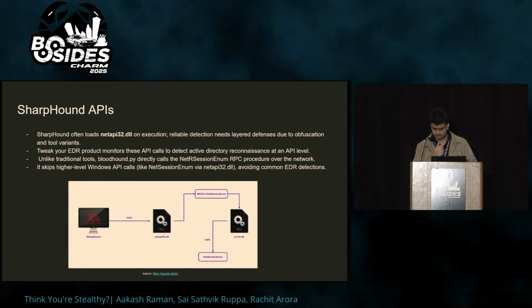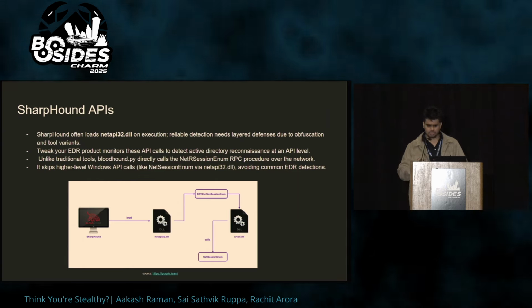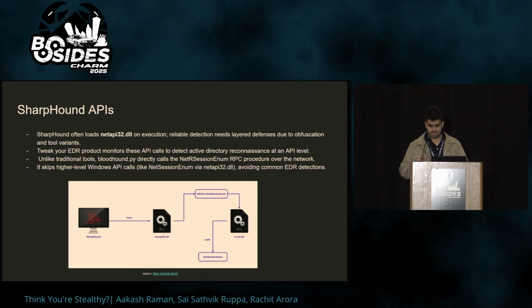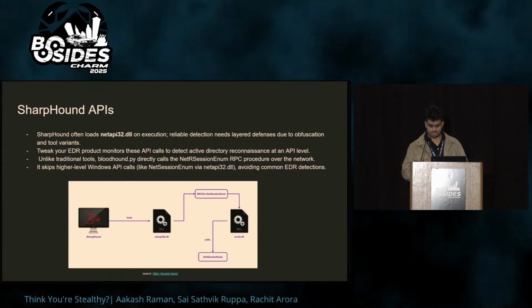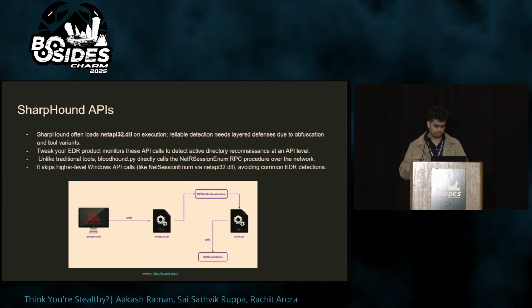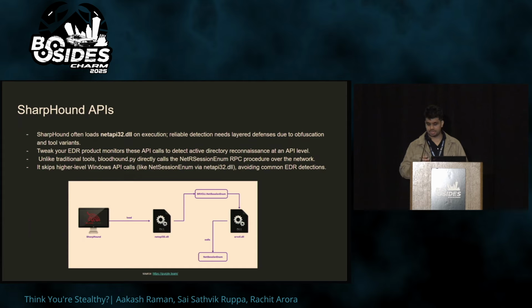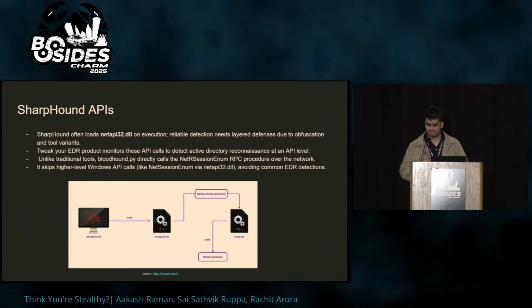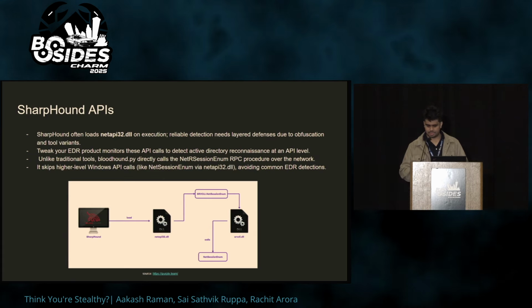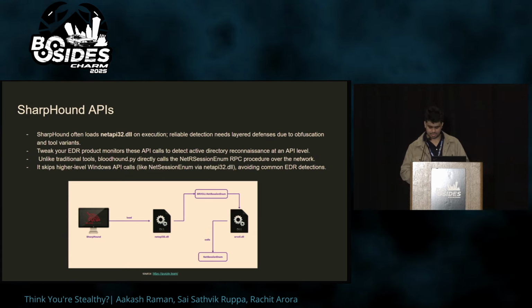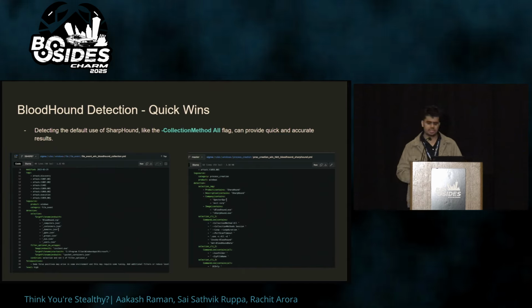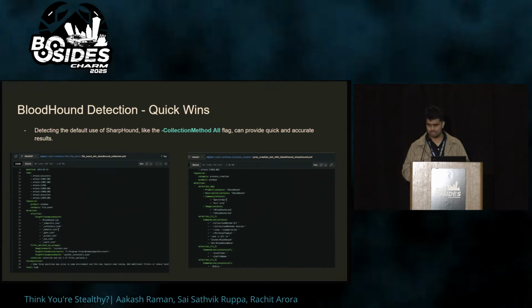But I just want to point out a cool thing, which is Bloodhound.py. It's another variation of Sharphound, and it doesn't load these DLLs. It directly makes the network calls, and it's going to do that using NetrSessionEnum. So even if there's EDR in place, it's going to bypass those common detections. And this was very interesting when I learned about this. And these are some quick wins for Bloodhound. I'll take it any day.